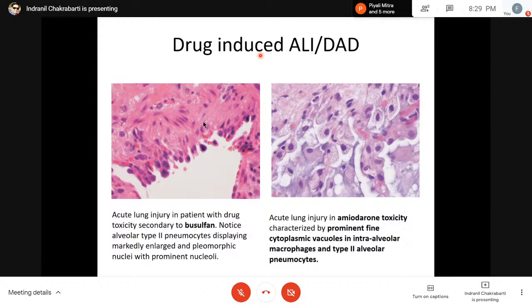So drugs can also cause inflammation, can also cause acute lung injury and diffuse alveolar damage. Now busulfan can show this type of alveolar type 2 pneumocytes. They become markedly enlarged and pleomorphic looking with prominent nucleoli. While in amiodarone toxicity, we get extensive cytoplasmic vacuolations inside the macrophages as well as the type 2 alveolar pneumocytes. So this type of vacuolation is very characteristic of amiodarone toxicity.